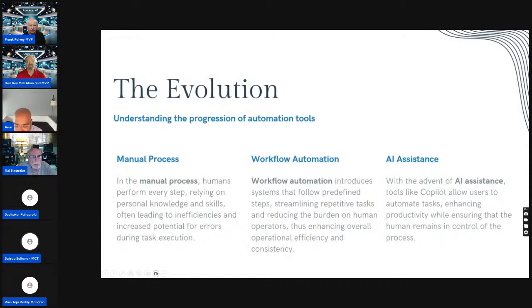Then the evolution now happening is AI assistance. So today we are moving beyond traditional automation. We now have the Copilot that assists users and AI agents that can reason and make decisions. The evolution mainly represents the shift from the simple manual process to the AI assistant process.